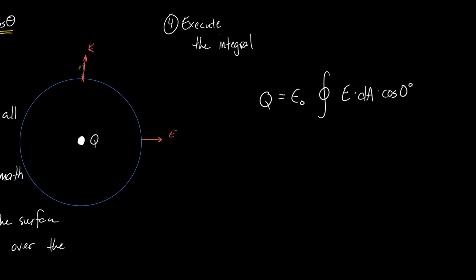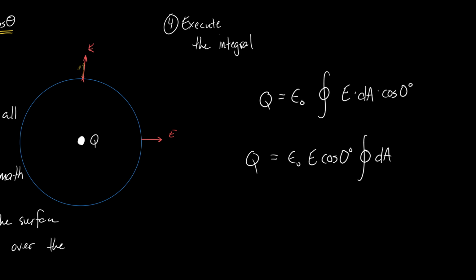Now, the cosine of 0 is the same for every single dA, right? It's a constant. And the electric field is the same size for every single dA. We chose it so by symmetry. So the very next step is we can factor out the constants from my integral. All okay? So now I need to add up the entire area of a sphere. That's all I have to do here.